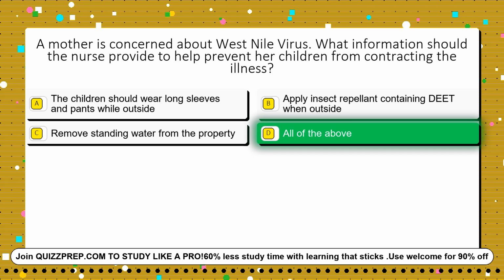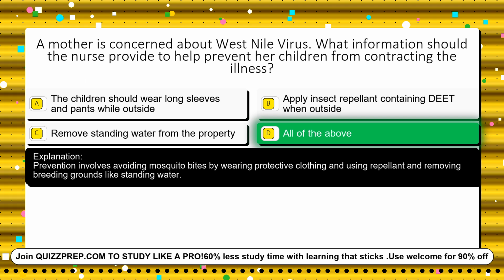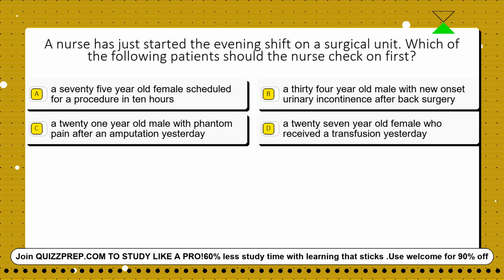The correct answer is option D, all of the above. Prevention involves avoiding mosquito bites by wearing protective clothing and using repellent and removing breeding grounds like standing water.